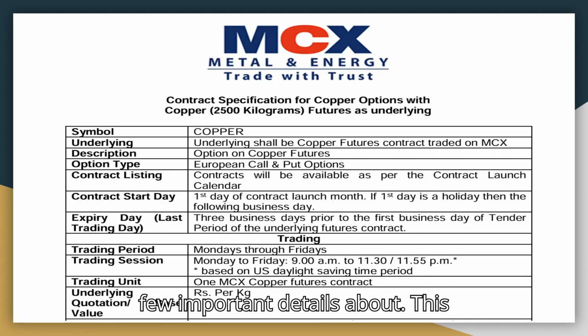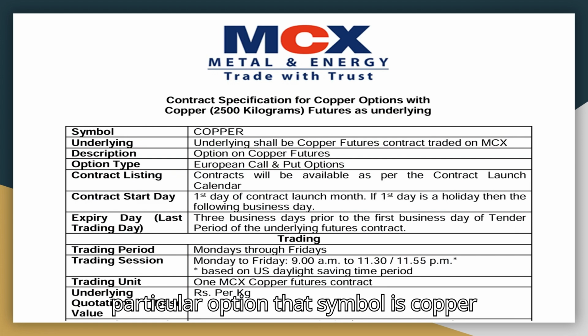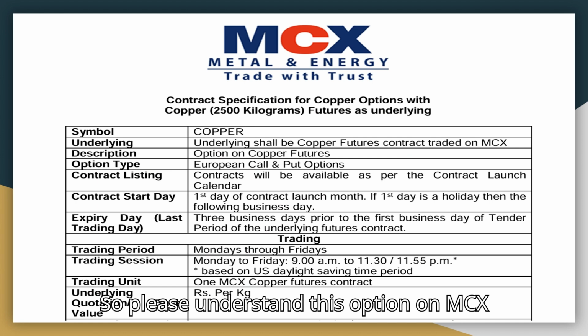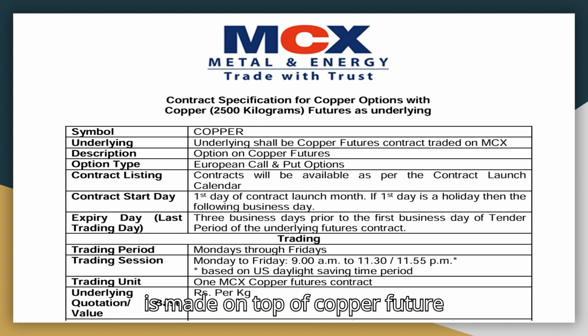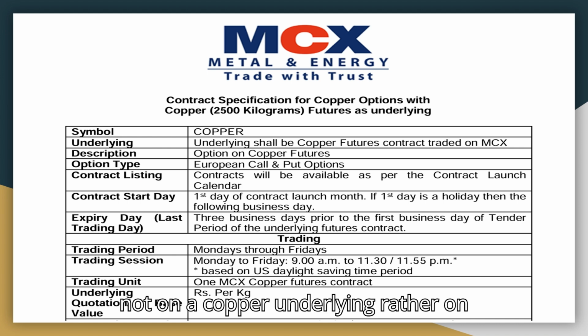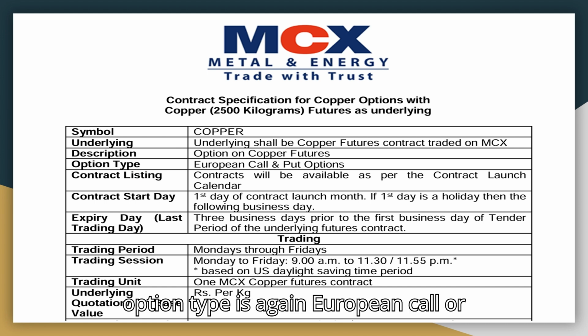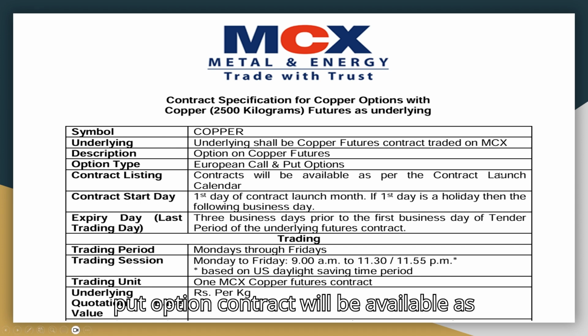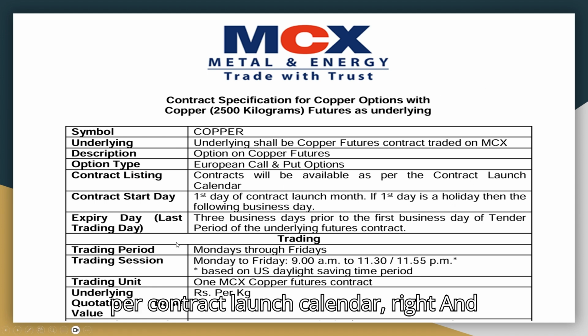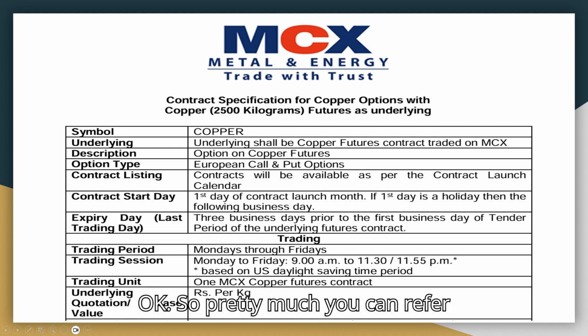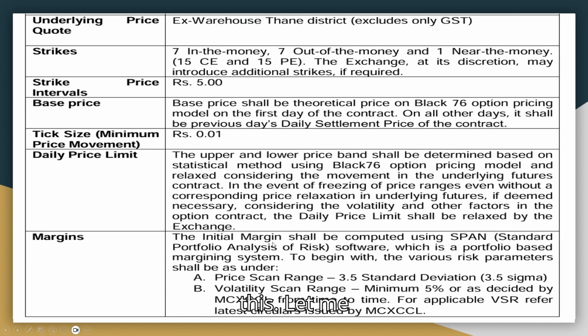A few important details about this particular option: the symbol is copper, and the underlying shall be copper future contract. So please understand, this option on MCX is made on top of a copper future, not on a copper underlying. The description is option on a copper future. So first we have created a copper future, and then on top of it the option, not on copper spot. Option type is again European, call or put option. Contract will be available as per the contract launch calendar, right? And then trading period is Monday through Friday.